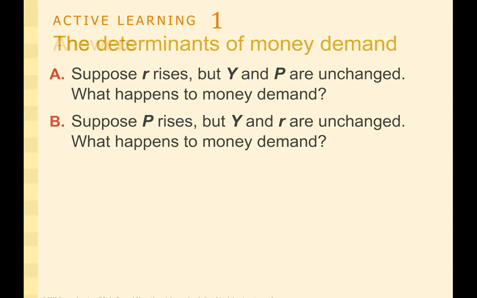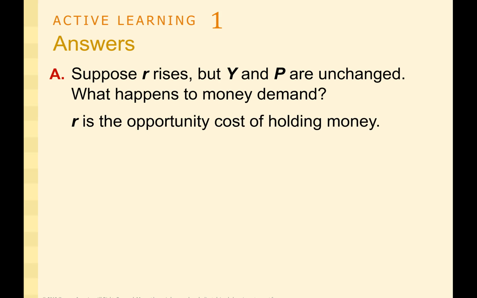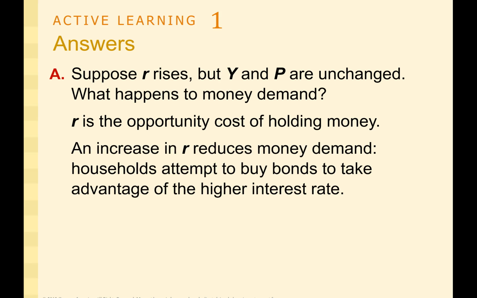So let's do a little example here. For A, we say suppose that the interest rate rises, but income and the price level are unchanged. What's going to happen to money demand? Well, we just saw this. And we assume that the interest rate is the opportunity cost of holding money. So what we can say is that when we sell bonds to convert that money into cash, we're giving up the interest that we would have earned on the bond.